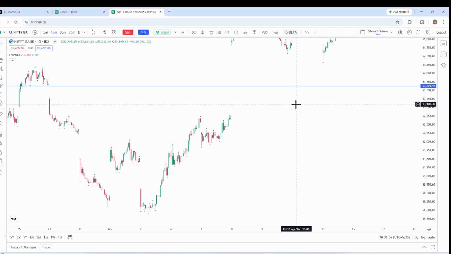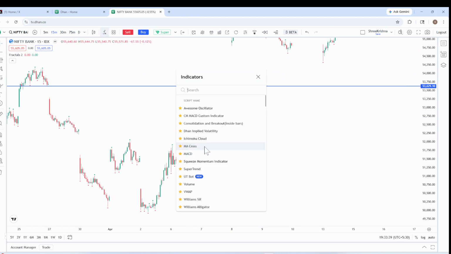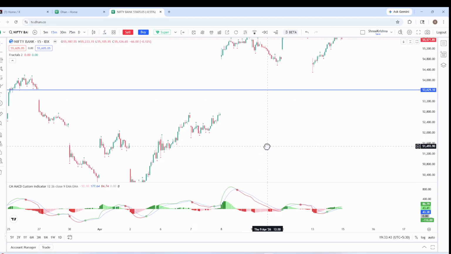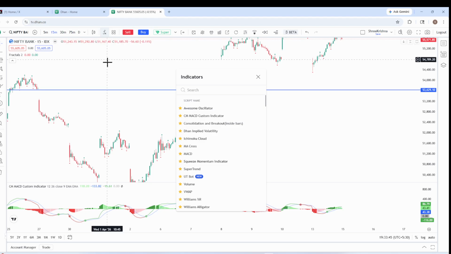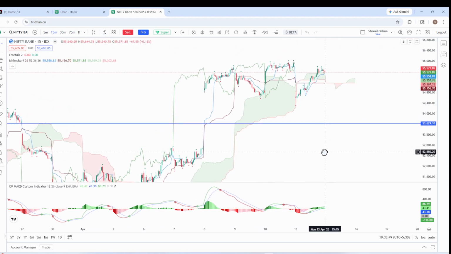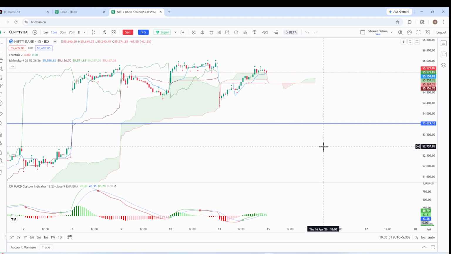Suppose you want indicators to help you, that is one more concern. Indicators, I prefer, the best indicator is MACD, and if you are familiar with Ichimoku, you can use the Ichimoku. Ichimoku will never put you in a bad trade. That is what I have always found.